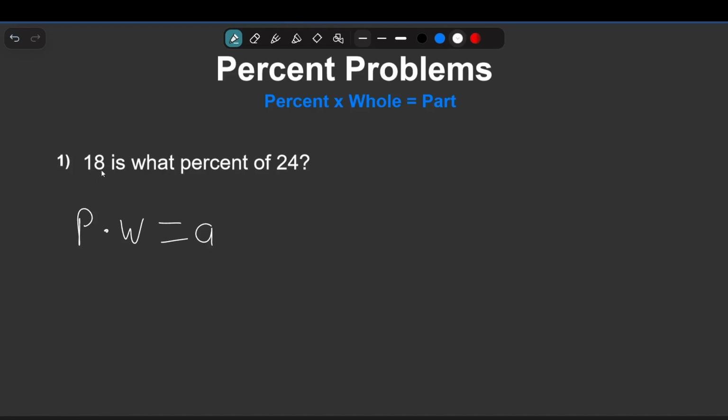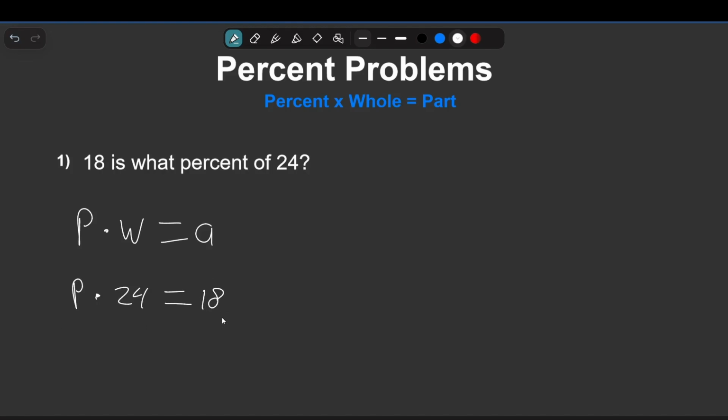So 18 is going to be our percent. So we're going to write down 18 right here. Oh my bad guys, I mean 18 is going to be our part. We are figuring out our percent, so that's a little mistake from me. So we're going to get P times our whole, which is 24, will equal our part, so our 18. So this is going to be our equation.